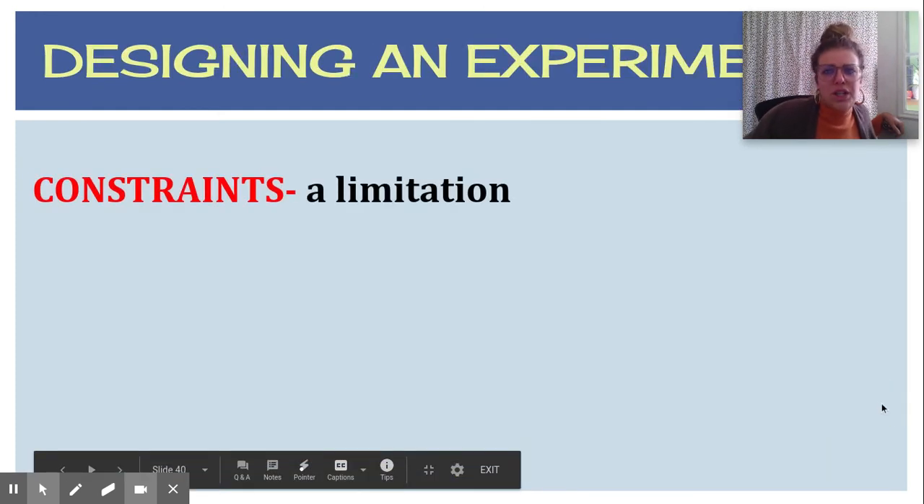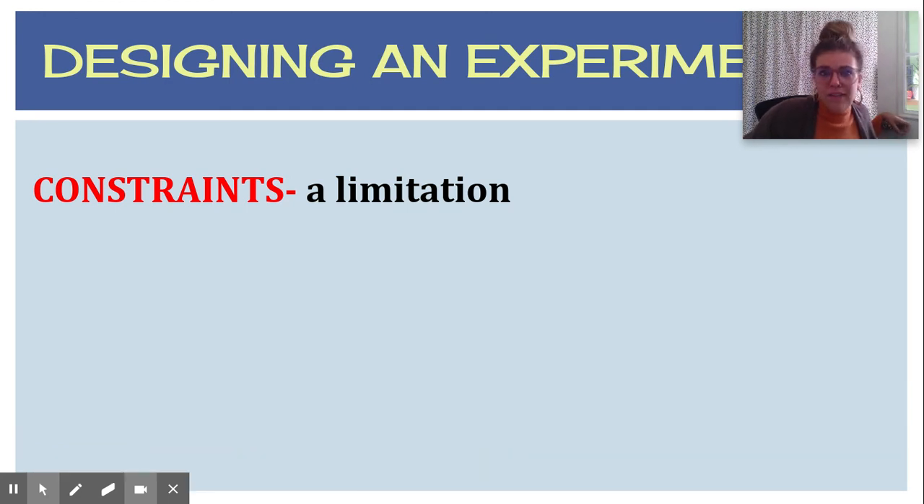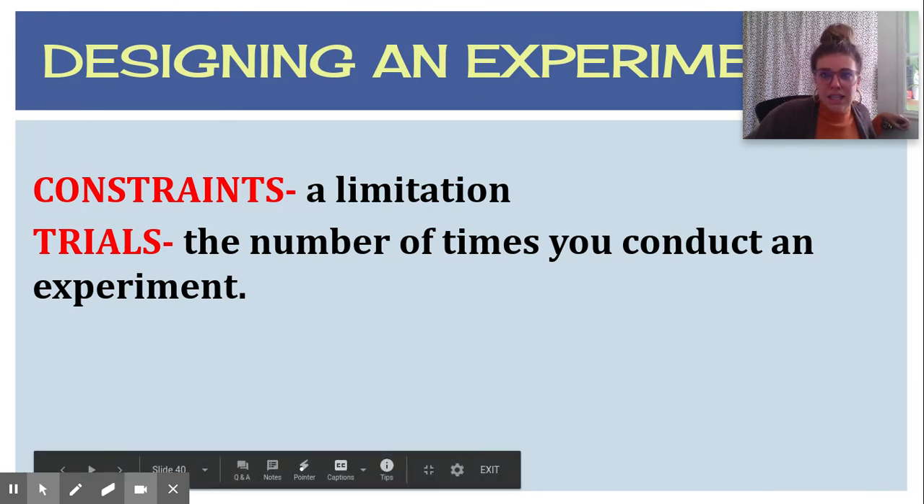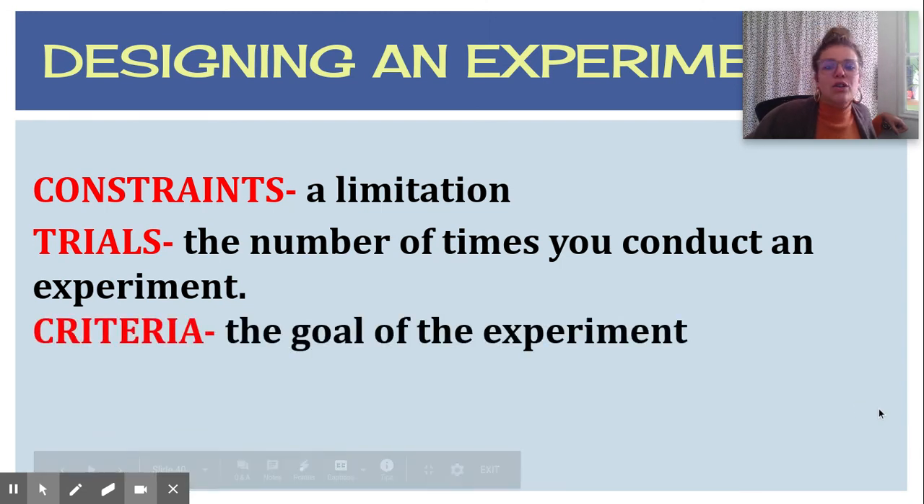Some other words that you're going to hear when you're designing an experiment: constraints. Those are the limitations you have in the experiment. Trials. This is the number of times you conduct the experiment. The more trials, the more accurate your results will be. And criteria. This is always the goal of the experiment. Those are some added vocabulary words.